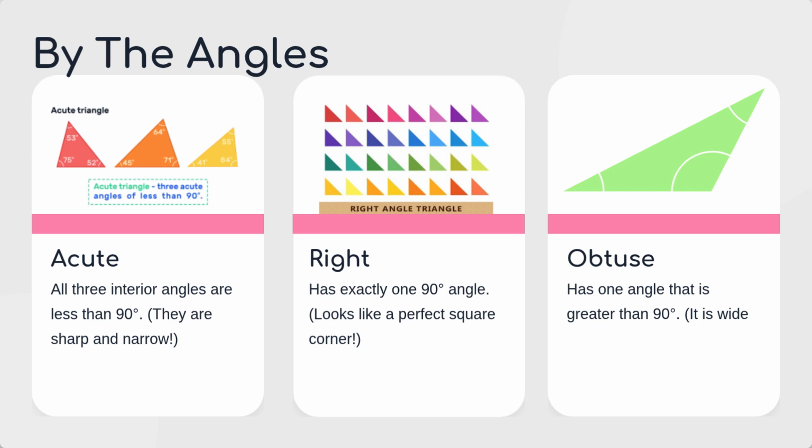Next is the right triangle. It has exactly one 90-degree angle, which looks just like a perfect square corner. And last is the obtuse triangle. This one has one angle that is greater than 90 degrees, making it look super wide and open.